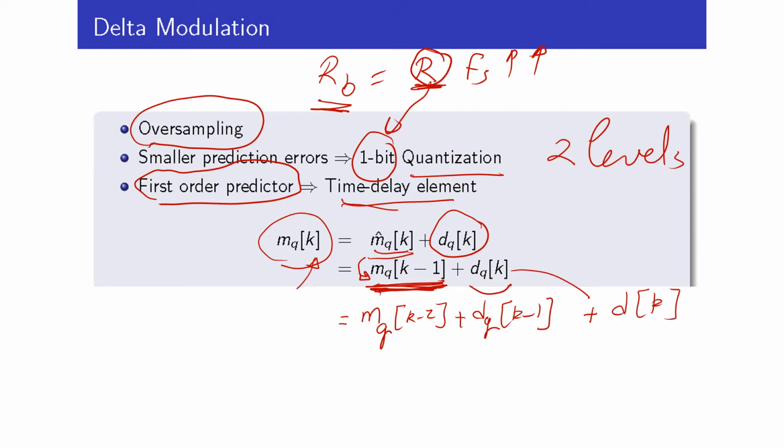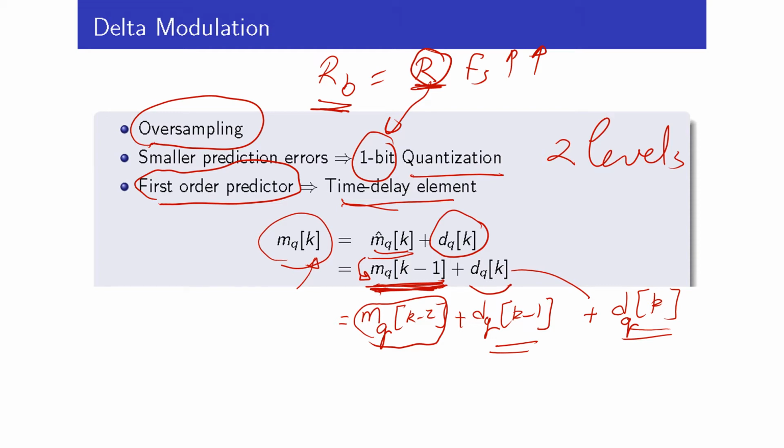And what about mq of k minus 2? It will be mq of k minus 3 plus dq of k minus 2. And so on until we reach the very initial sample, which might be initialized by 0. Then we will be left with only the added values of d at time k and k minus 1 and k minus 2 until originally at time 0.